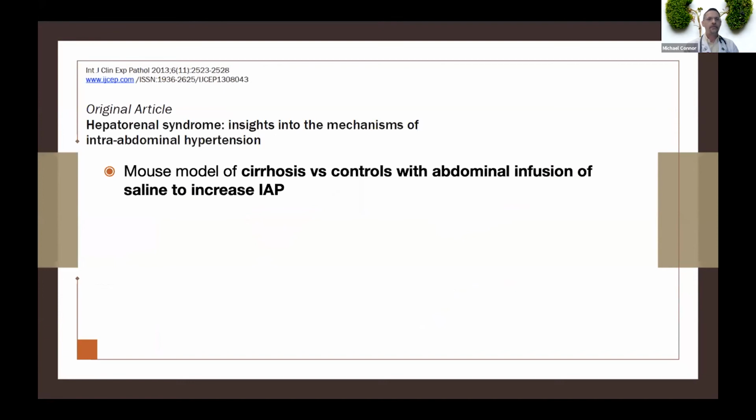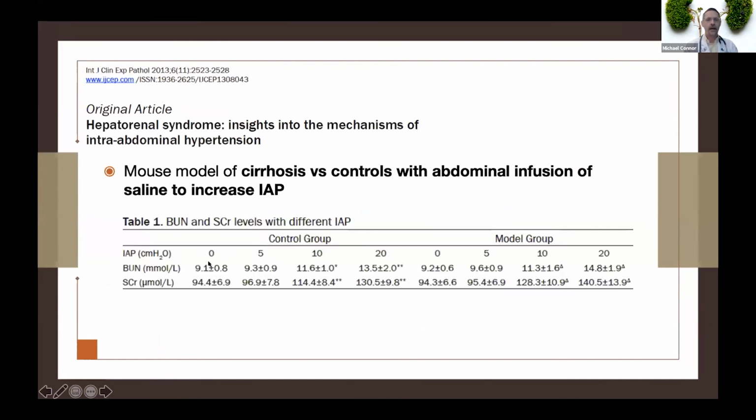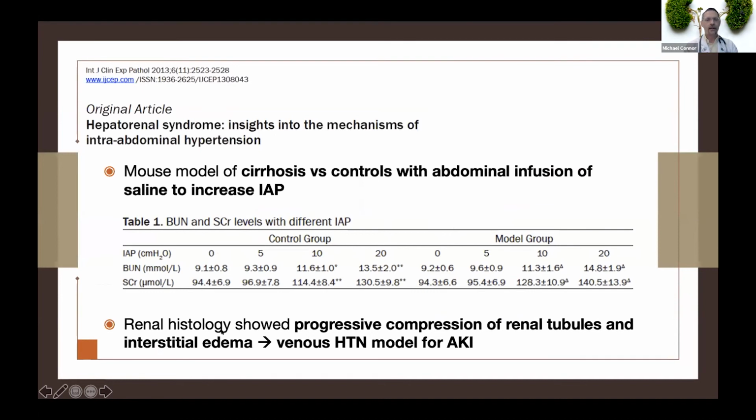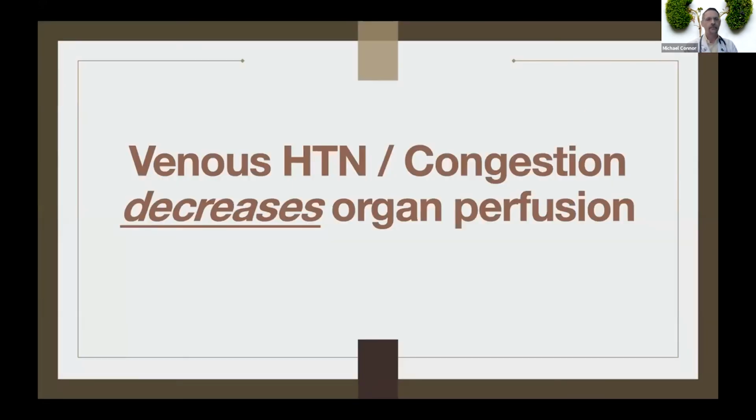And just to show you, in this mouse model of sepsis and intra-abdominal hypertension, which I know that we're going to talk about in a second, but in this mouse model of cirrhosis and control mice, they increased the intra-abdominal pressures. And as they increased the pressures in both cirrhotic mice and control mice, BUN and creatinine both went up because renal function was getting worse. And more importantly, what they showed here was that they got progressive compression of the renal tubules and interstitial edema. In other words, this was a venous hypertension model for AKI. And so it really does happen that as you get venous hypertension, you get compression of these renal tubules, interstitial edema, and an impairment in GFR. So in summary for this section, venous hypertension and venous congestion decreases organ perfusion.